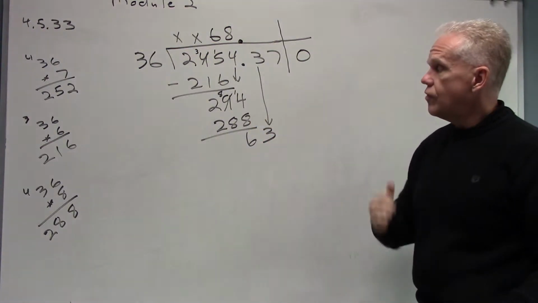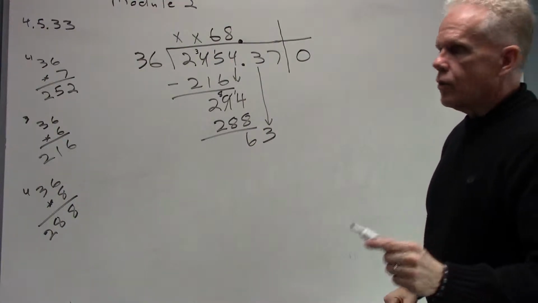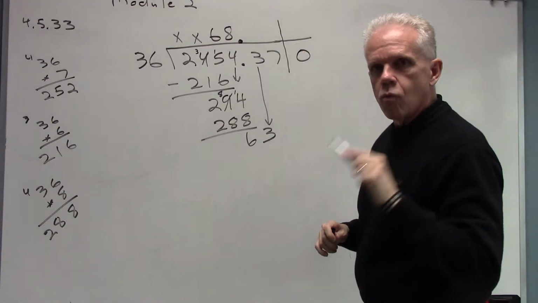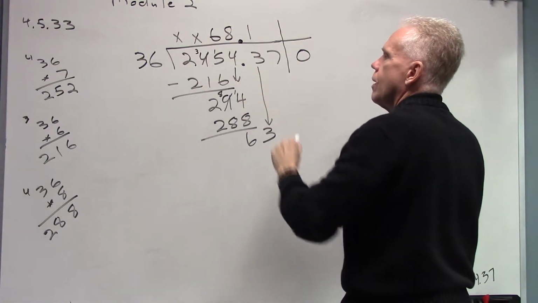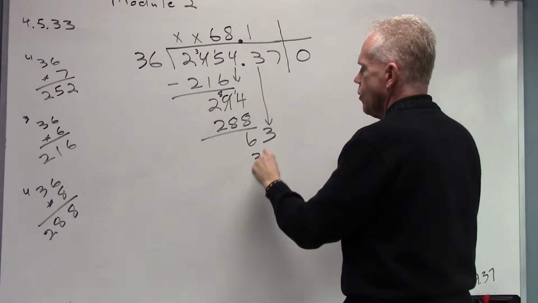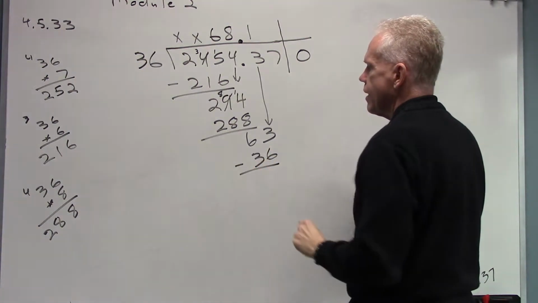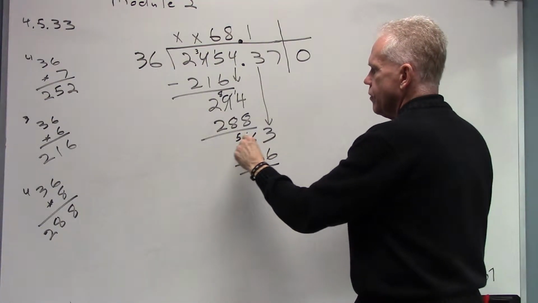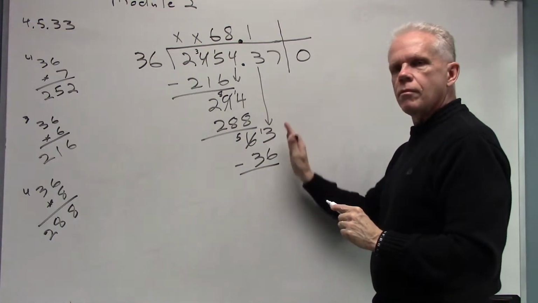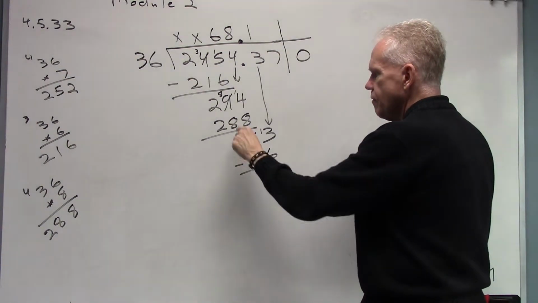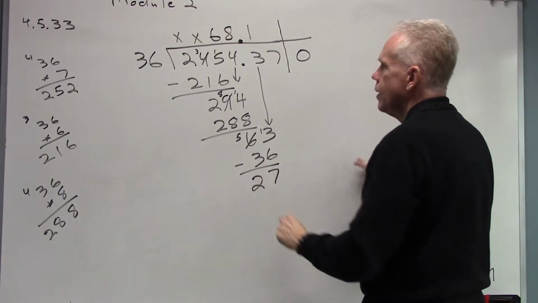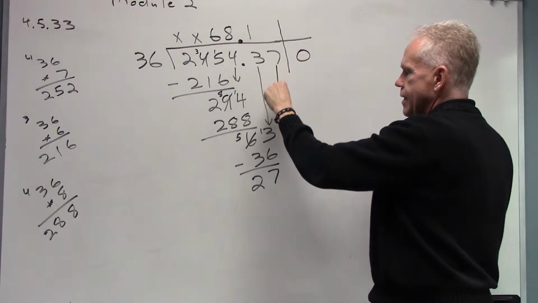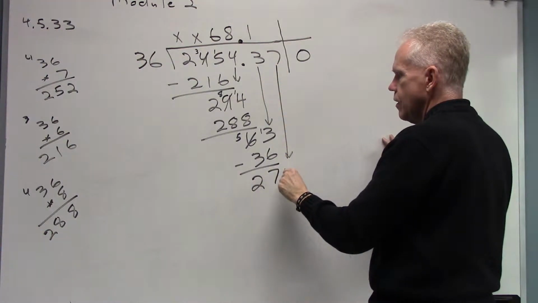Okay, so 36 into 63. Actually, 36 into 63 is only going to go one time. 1 times 36 is 36. Let's subtract that. To do that, I'm going to have to borrow. That's a 5 now. That's a 13. 13 minus 6 is 7. 5 minus 3 is 2. All right, I'm going to bring down my next 7.